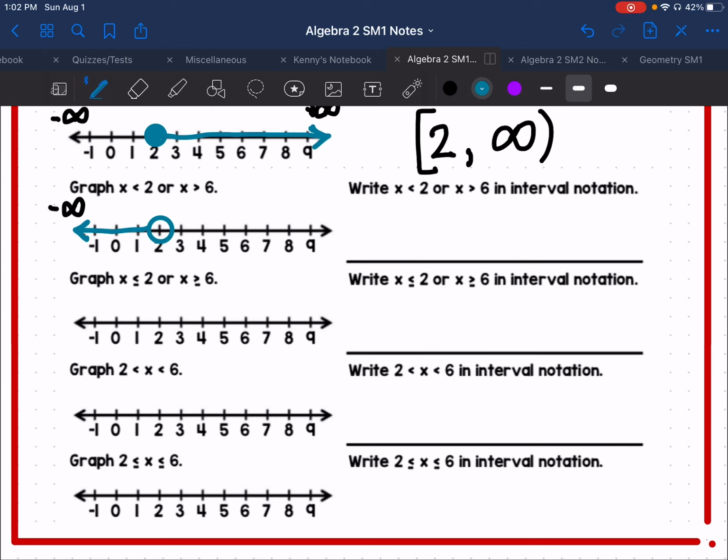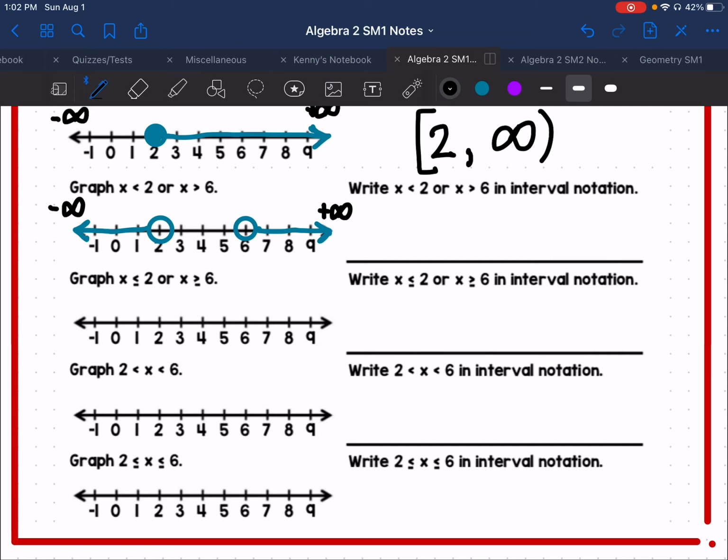All right, now I'm going to go to the next one. I'm going to put my next circle at 6, and I'm going to come back and look. It has nothing, there's no line underneath, so I'm going to leave it open, but it is mimicking this arrow, so I'm going to shade in this direction. That's all it is, guys. That's it, which happens to be positive infinity.